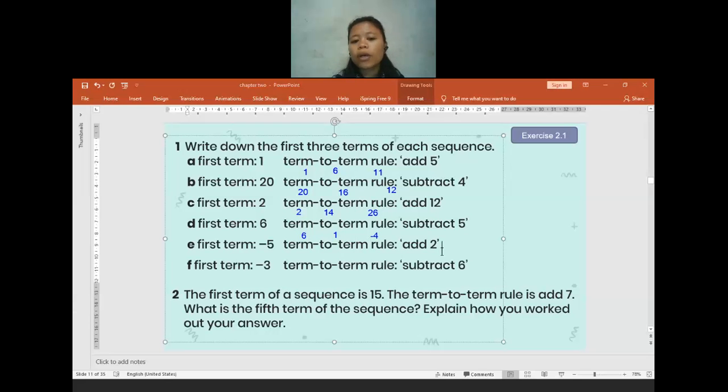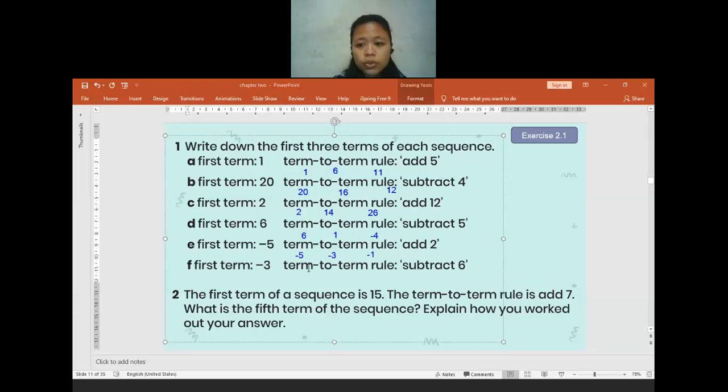Negative 4. Okay. Is there anyone who has a question, or maybe I go too fast? Is there anyone? Okay. Now for question E, what number do I have to write first? Okay, negative 5. After negative 5, what number do I have to write? Okay. After negative 3, what number will it be? Negative 1. Okay, thank you.